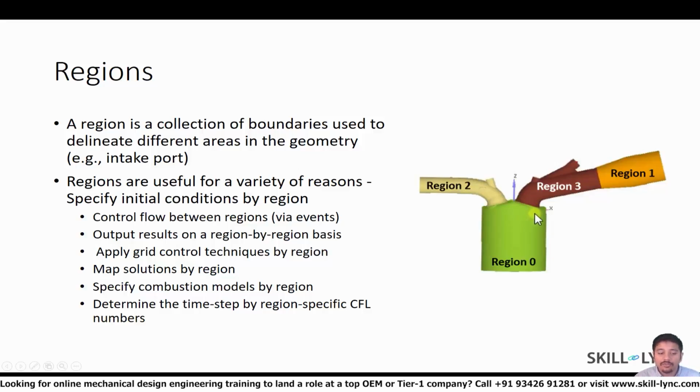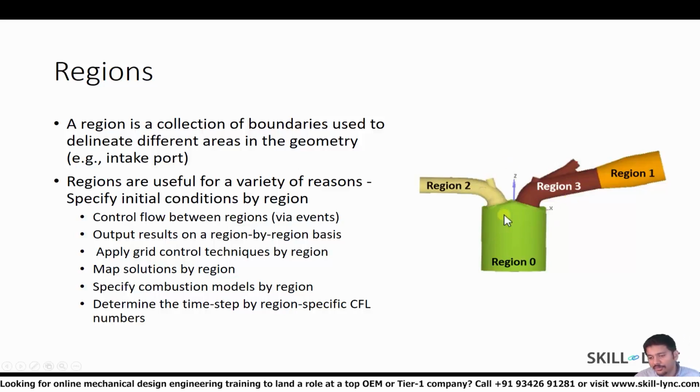And similarly, you can look at output results for each region, which means I can just look at the pressure in region 0, which is nothing but the pressure in the combustion chamber. Why is this important? When people run experiments on engines, they are able to measure pressure inside the combustion chamber. Now, from a simulation point of view, when you take the thermodynamic properties inside region 0, you can compare that against experimental data.